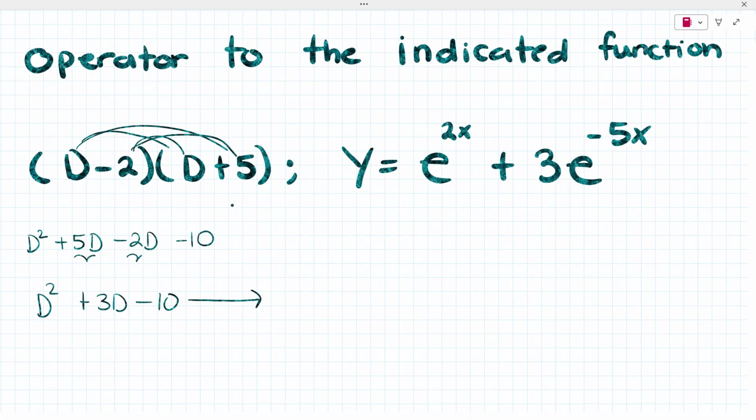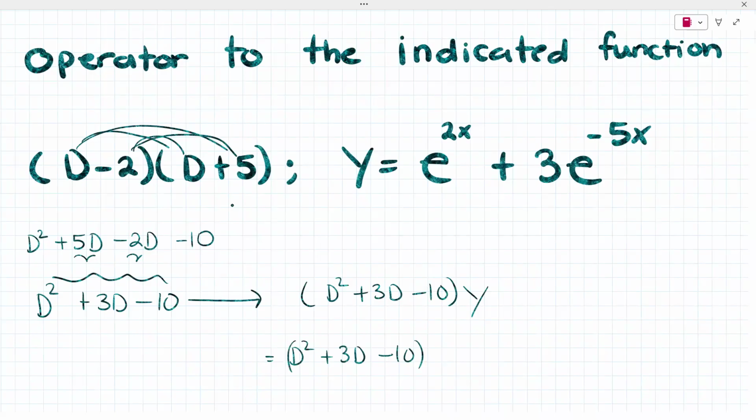And then what we're going to do is multiply this by y, right? So it's going to be this whole thing by y. And that's going to give you, and then we said that y was e to the 2x plus 3e to the negative 5x.